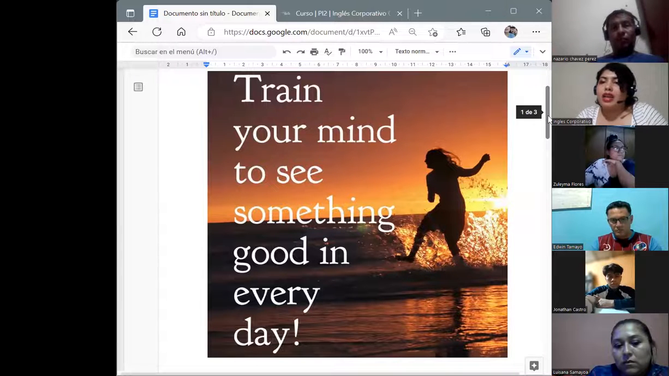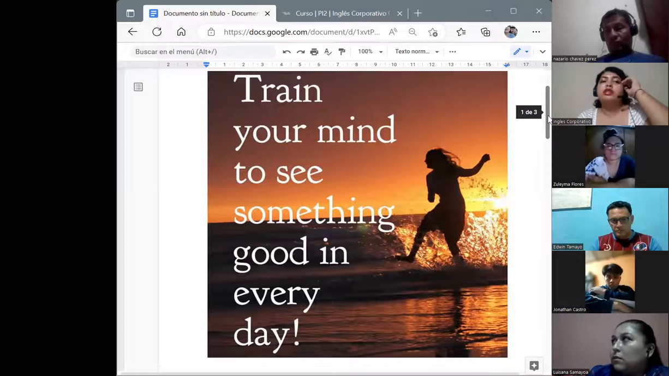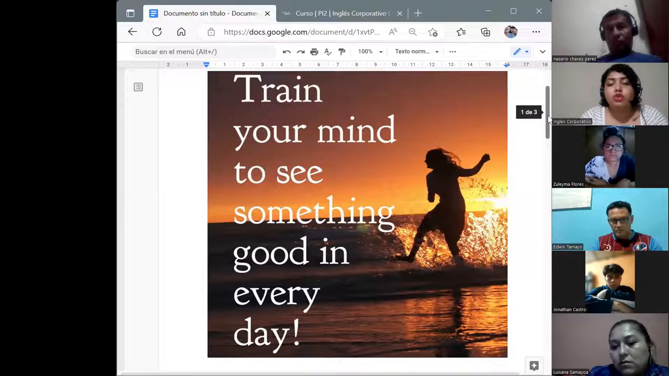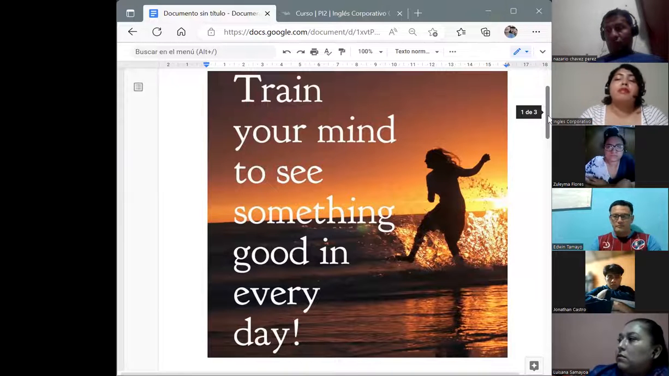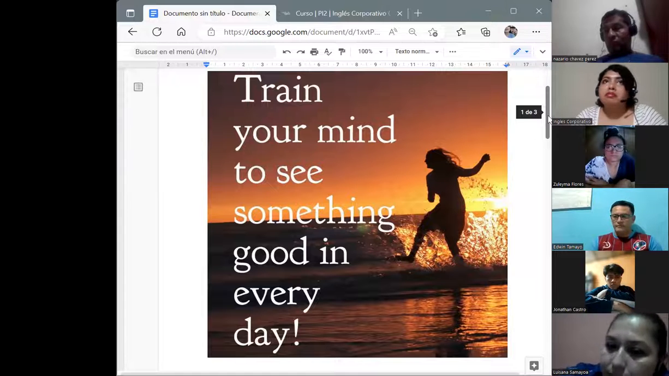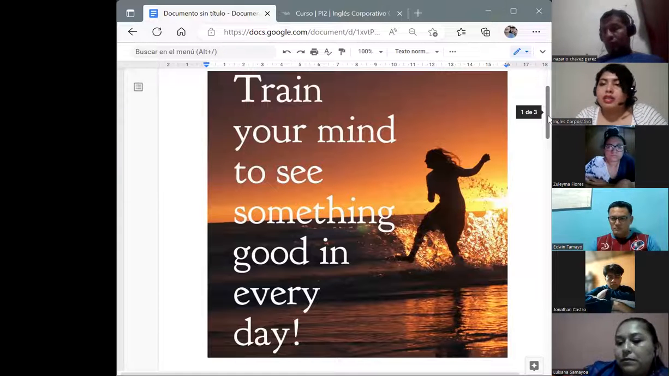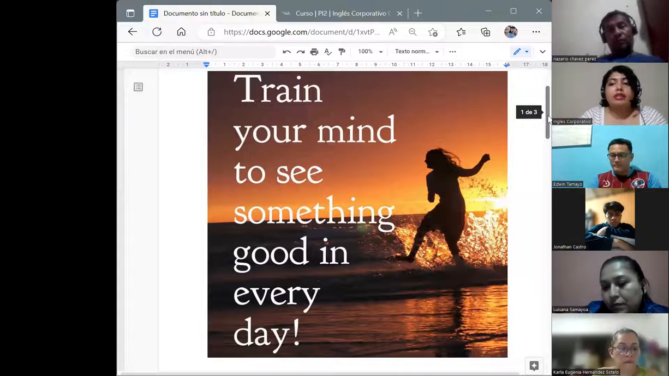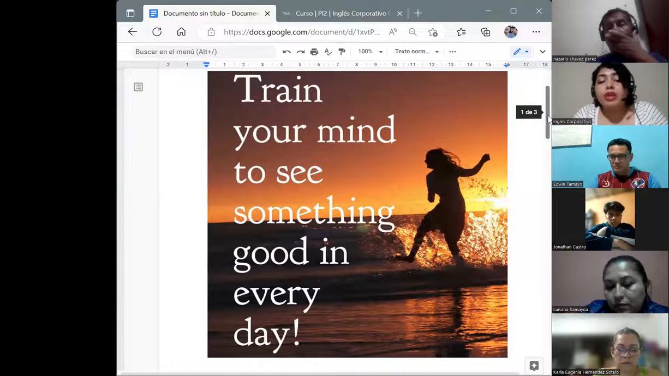We know that life can be very hard for us sometimes, and we can think that things don't have a solution, but we need to train our minds to see something good in every day. Maybe we can think about the people that are around us, our family. If we have children, we can think about our children. We can think about our mom or dad or sister, brother. Even we can think about our pets that are part of our family.